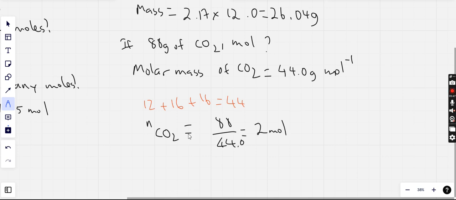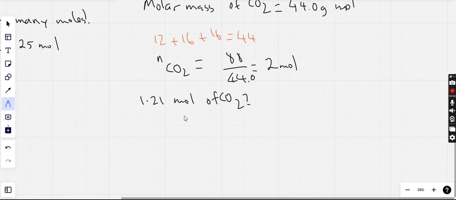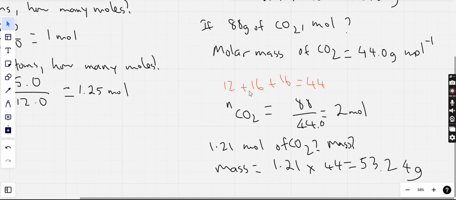2 more. And the question can be flipped around as well. What if I have 1.21 mole of CO2? What's the mass? So the mass per mole is 44. So 1.21 times 44. Should be 53.24 gram. Yeah, so that's all the math there is to this.